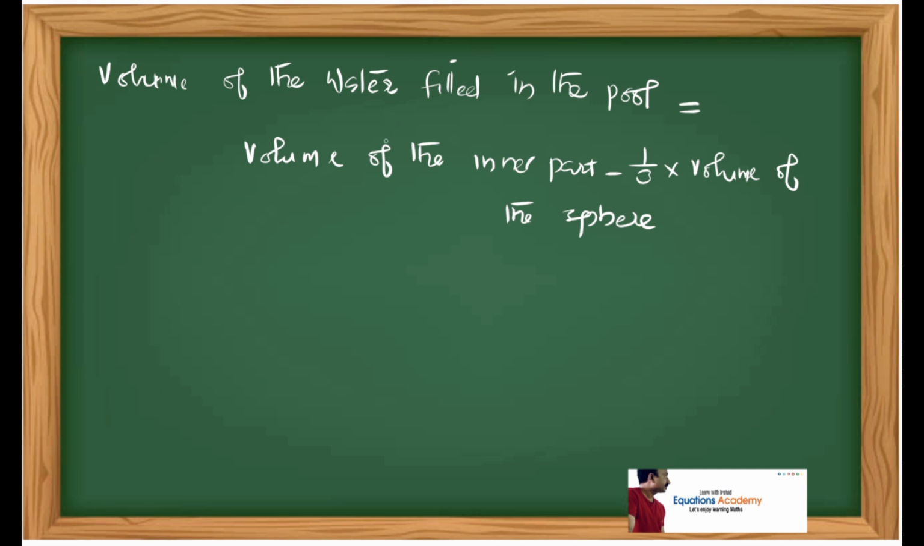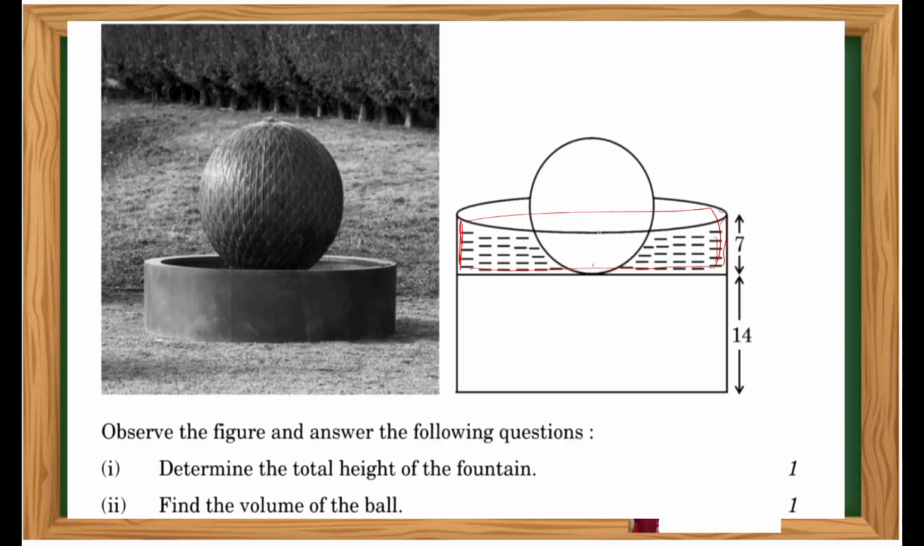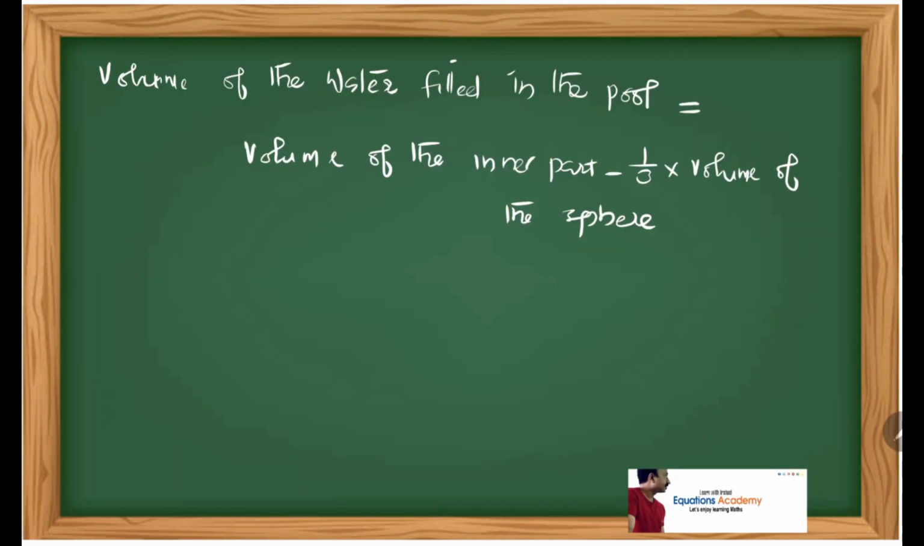So volume of the water filled in the pool is equal to volume of the inner upper part, that means volume of this cylindrical part minus 1/3 into volume of the ball, means volume of the sphere. Volume of the cylinder is pi r square h, minus 1/3 into volume of ball. Volume of sphere is 4/3 pi r cube. This is equal to pi r square h. Pi is 22 by 7.